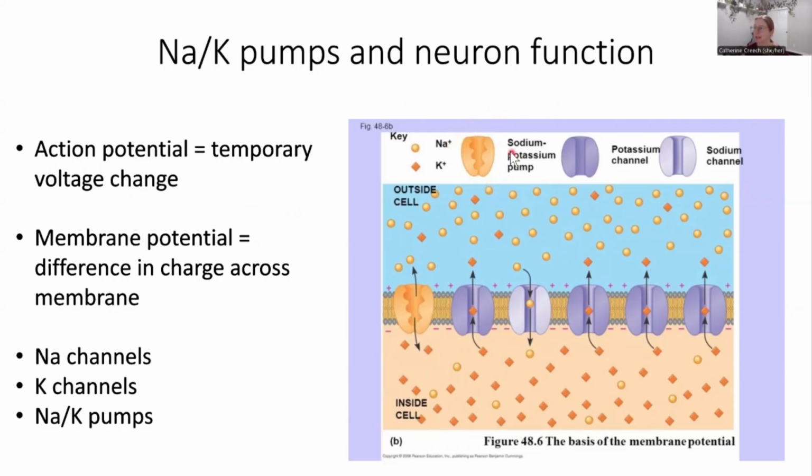I have my sodium potassium pump. Sodium is going to be round. Potassium is going to be a diamond. I have a channel protein. This one's for potassium and this one is for sodium. So this is outside my cell. This is my axon membrane with all the proteins embedded in it, and this is inside the cell. What do you notice about the different ions? Way more sodium outside the cell than there is inside the cell.